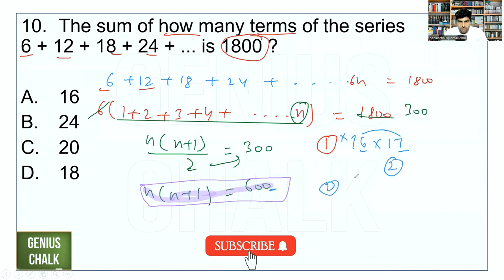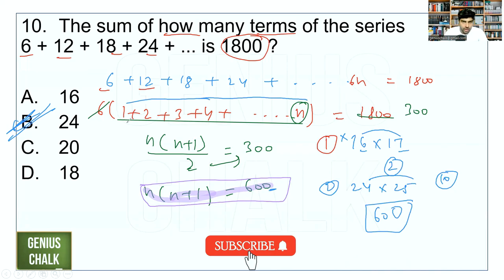Second option, 24 into 25. 5 fours are 20. So 25 fours are 100, 10 carry. 25 twos are 50 and 10, 60. So yes, this is the answer. So the number of terms is 24. So you can see that this is the absolute application of the summation of first N natural numbers, and we have solved this question using the same application, right?